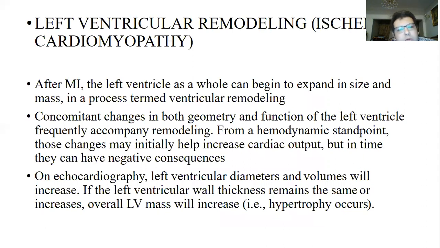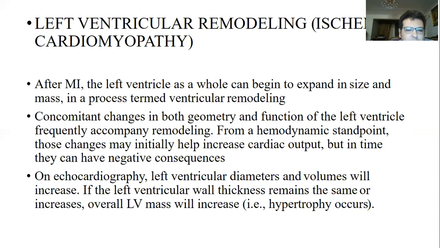Left ventricular remodeling or ischemic cardiomyopathy. After myocardial infarction, the left ventricle as a whole can begin to expand in size and mass in a process termed ventricular remodeling. Concomitant changes in both geometry and function of the left ventricle frequently accompany remodeling. From a hemodynamic standpoint, those changes may initially help increase cardiac output, but in time they can have negative consequences.